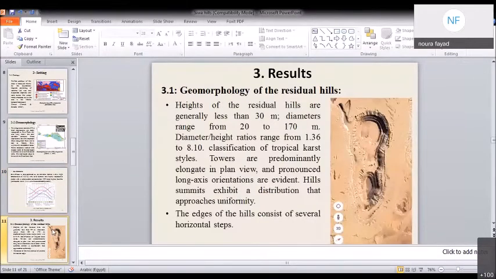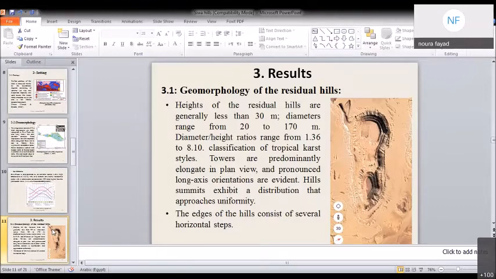Results: geomorphology of the residual hills. Heights of the residual hills are generally less than 30 meters. Diameters range from 20 to 170 meters. Diameter to height ratios range from 1.36 to 80.10. Classification: tropical karst style.